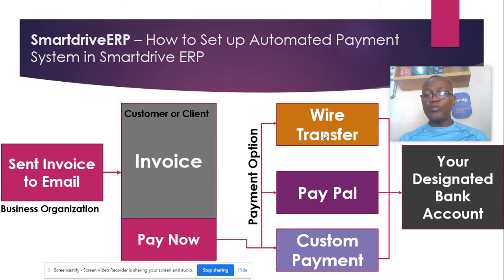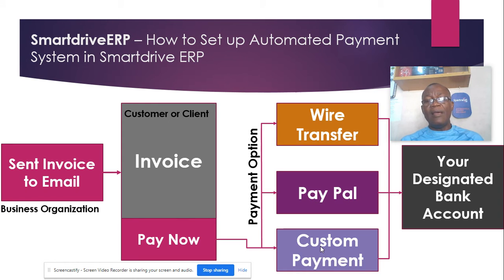The first one is wire transfer. You set up wire transfer so that you provide account information. When the invoice goes out, your client will see the account details and wire the money to you via transfer. We've also integrated this system with PayPal. So PayPal integration has been done. If you have a PayPal account, you can pay for this invoice.